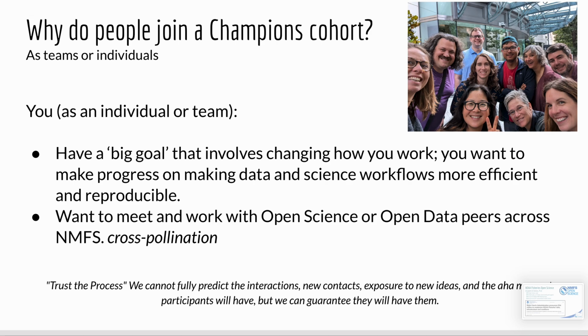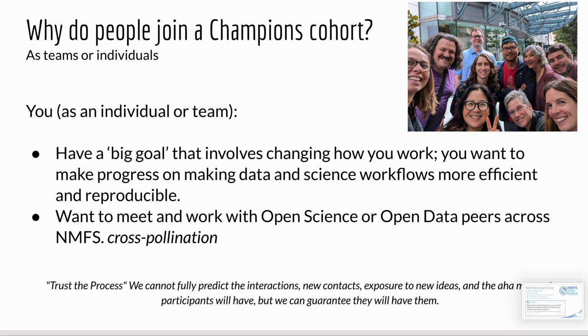So that's an example of a team who had a goal, and they used the champions cohorts to help them make traction and progress on that goal. Because a lot of times when you're trying to change the way you're doing things, it can feel pretty amorphous, and it can be hard to figure out how to start making forward progress. The champions cohorts helps teams make that progress.